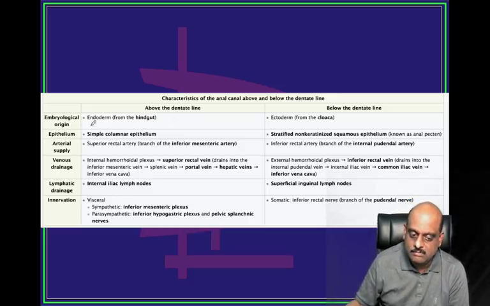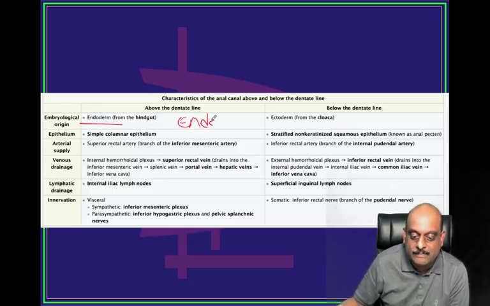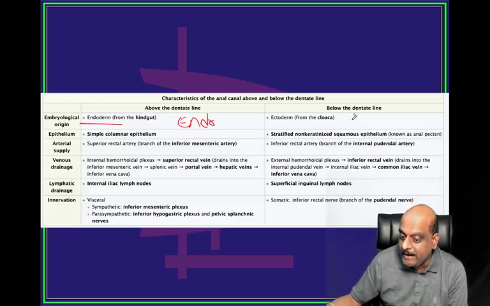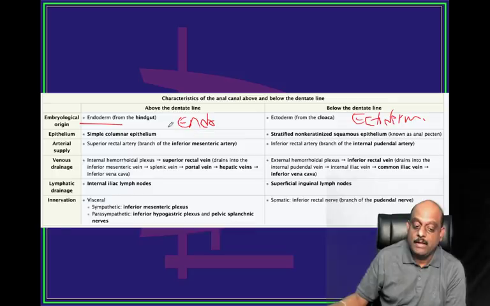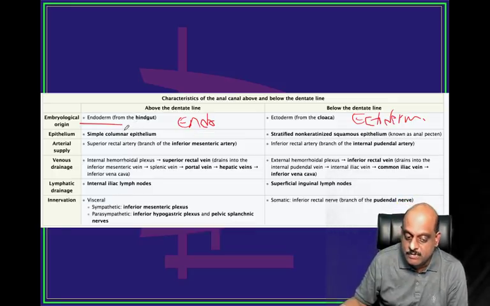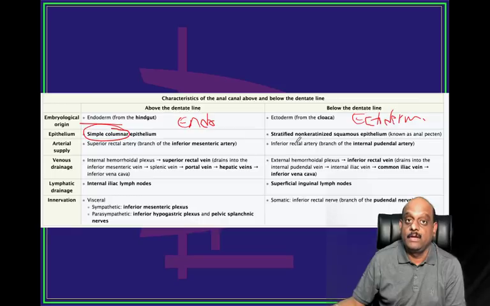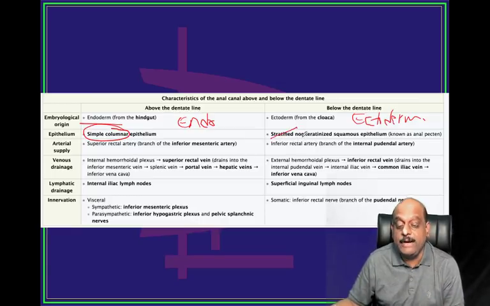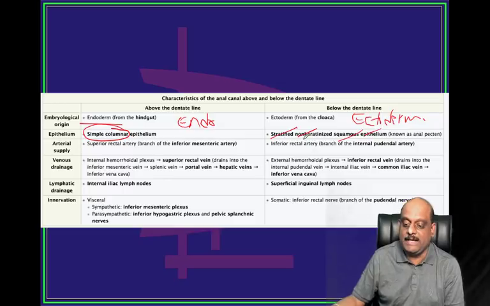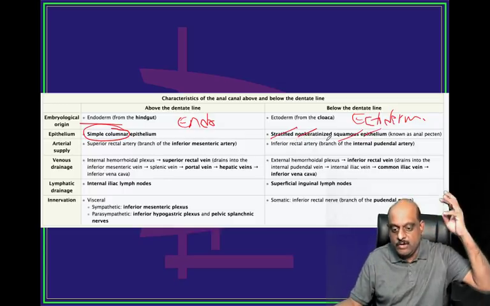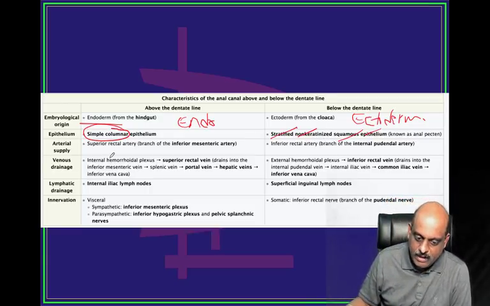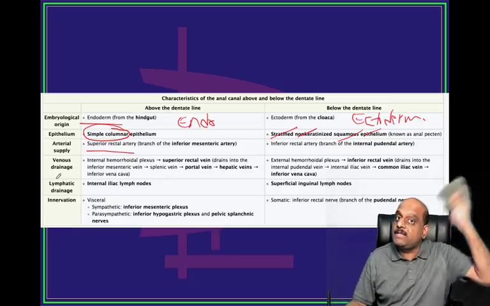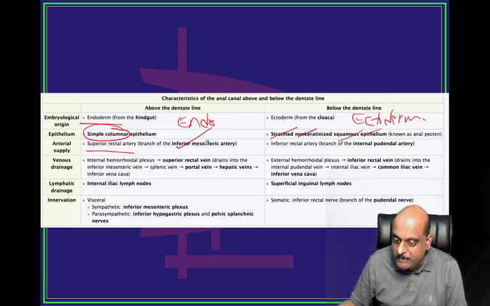Embryological origin. Above the dentate line comes from endoderm. Below the dentate line, ectoderm is what you need to remember. Now, above the dentate line the epithelium is simple columnar. Below the dentate line, stratified non-keratinized squamous epithelium. Superior rectal artery supplies above the dentate. Superior rectal artery is a branch of the inferior mesenteric artery.